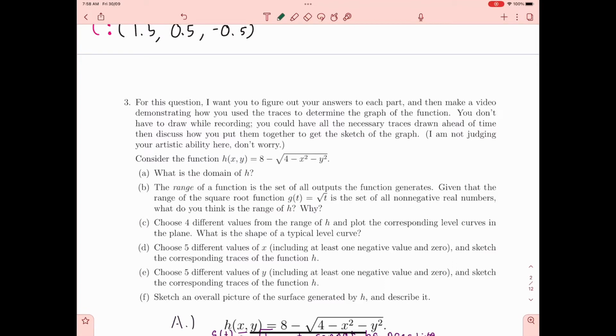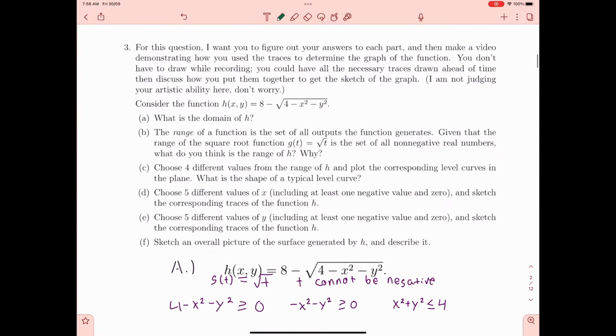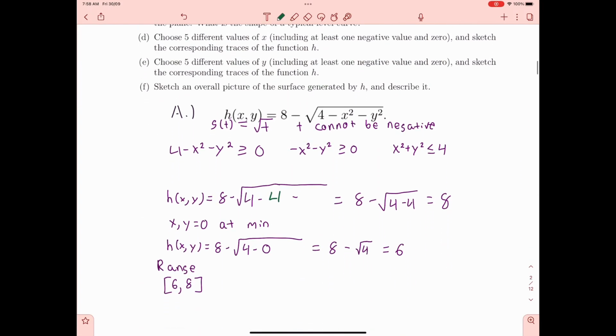So here we have the function 8 minus the square root of 4 minus x squared minus y squared. Our first task is going to be finding the domain of this function. As the function is a square root, we know what is inside the term cannot be negative. So thus 4 minus x squared minus y squared must be greater than or equal to 0. Rearranging that equation gives us x squared plus y squared is less than or equal to 4.